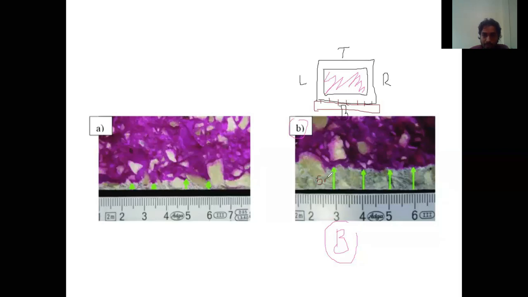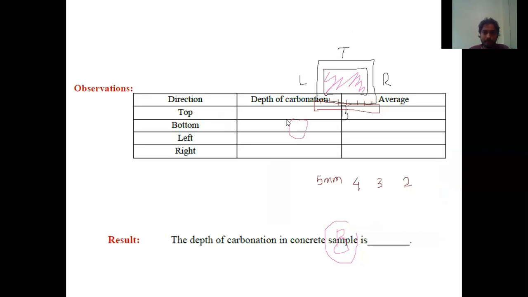All of this comes out to be in mm, or at most in centimeter. So we are considering each and every dimension to be in mm. So it comes out to be 5 mm. Say for example, it comes out to be 4, 3, and 2. Okay, so these are the readings which we are going to get. So after that, 5, 4, 3, and 2. Next, in this observation table, we are going to write depth of carbonation: top, bottom, left, and right.